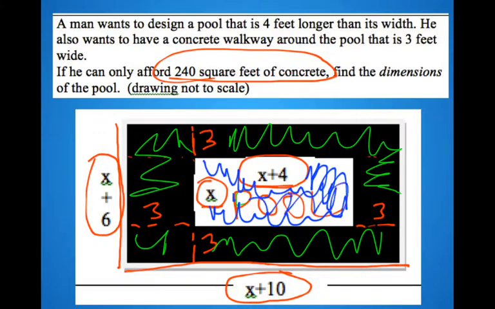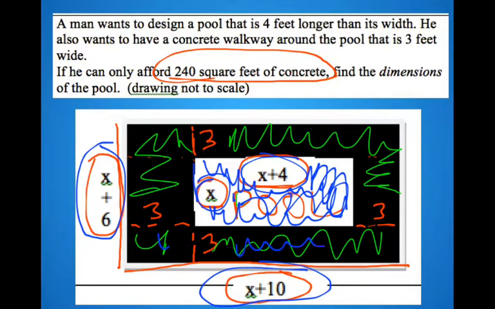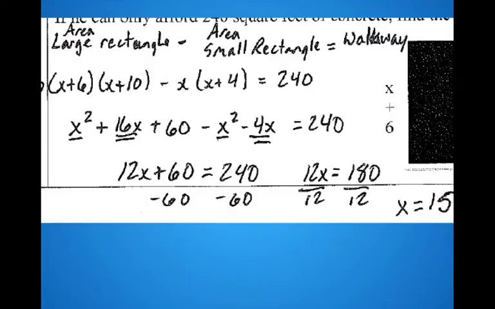Okay. And what we would do is we would find the area of the outside. So we take this times this. So we're going to have to FOIL those, multiply them together. And then we're going to subtract this times this. And that's going to equal the part that I have colored green. So here's the setup. We have the area of the large rectangle, which is x plus 6 times x plus 10. And then we're going to subtract out the area of the small rectangle, which is actually the pool. And then that's going to equal the area of the walkway, which we're saying is the concrete.